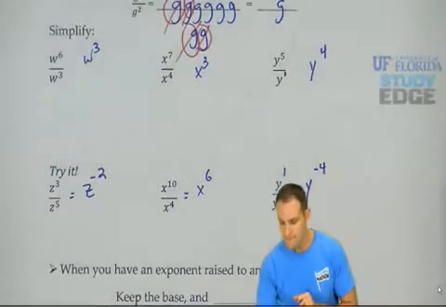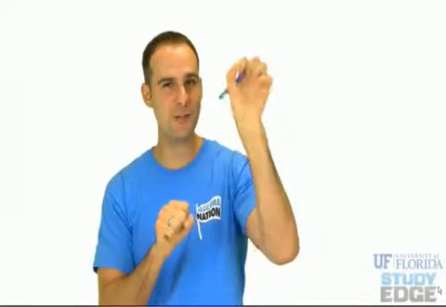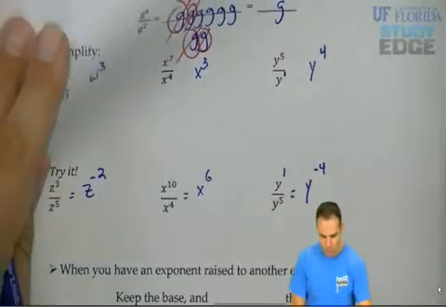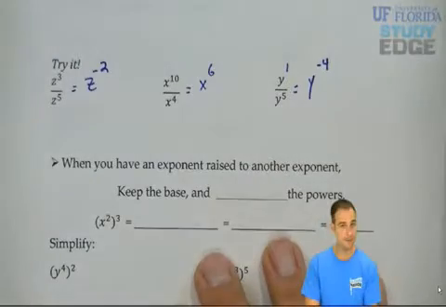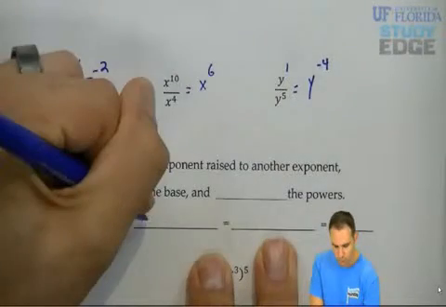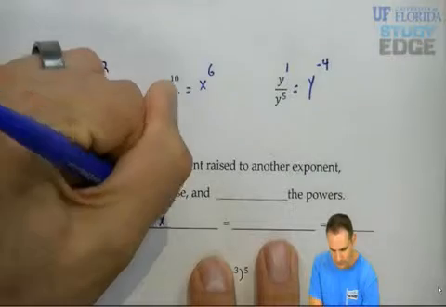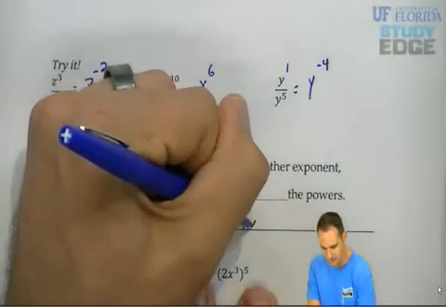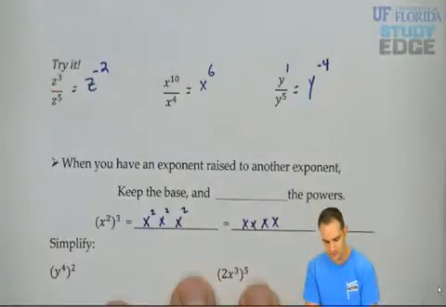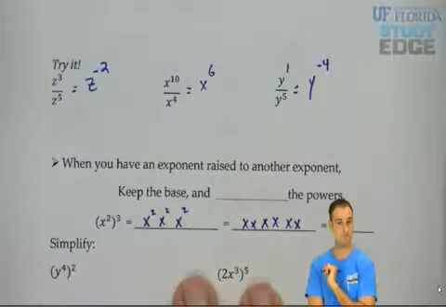When you multiply, you combine by adding. When you divide, you combine by subtracting. What if you have an exponent raised to another exponent? Again, what if you have a power to a power? When you have an exponent raised to another exponent, you keep the base and multiply. X squared cubed would be x squared times x squared times x squared. X squared would be x times x, another x times x, and another x times x.